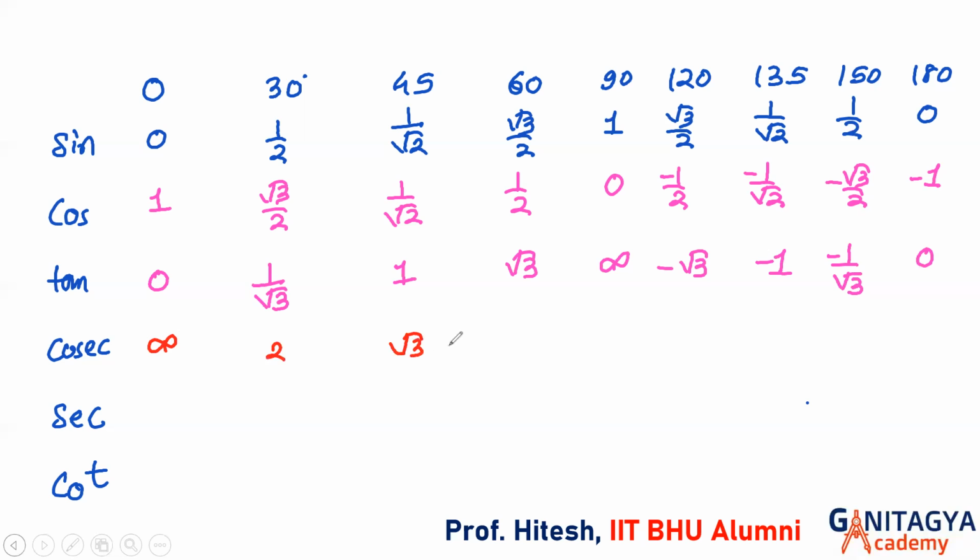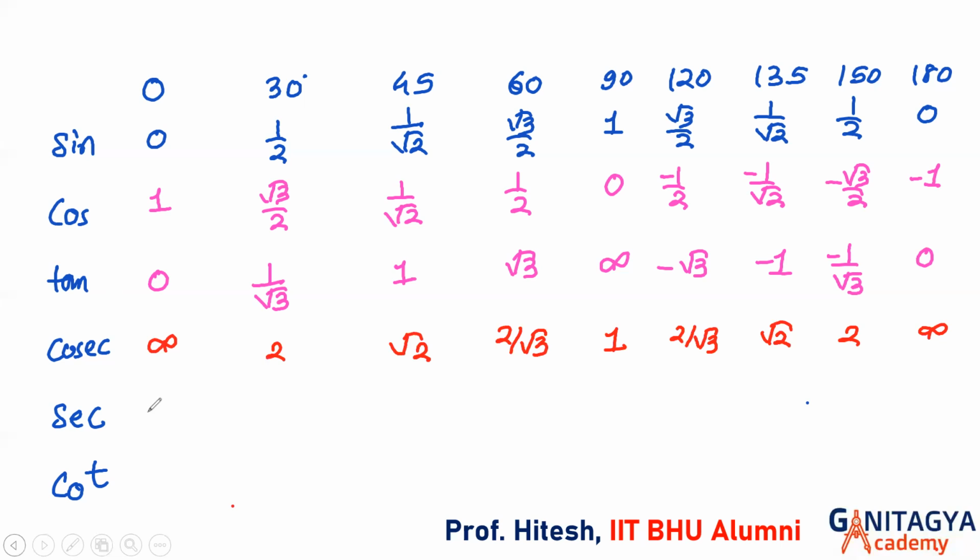Now cosec means the inverse of sin, 1/sin. So 1/0 is infinite, then 2, then √2, sorry, I am just writing the opposite of sine, then 2/√3, then 1, then 2/√3. You don't need to remember this; only sin, cos, tan is more than sufficient. Then 2, then 1/0 is infinite. Okay, any mistake, let me know.